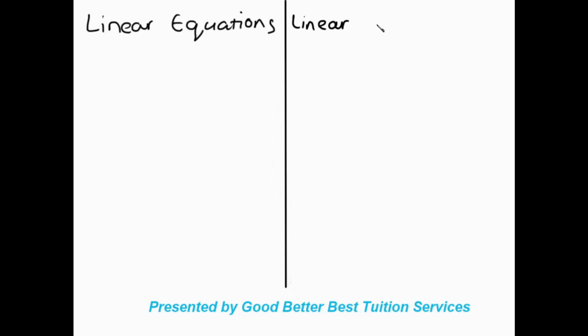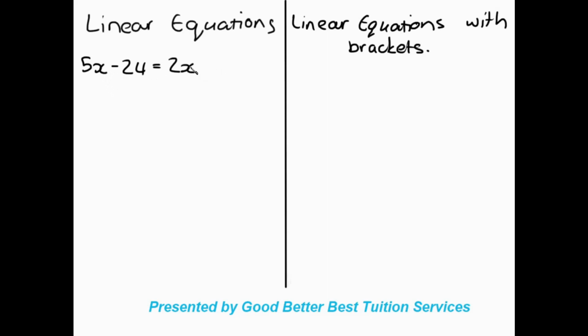Linear equations with brackets. So our basic linear equations, when we're looking at algebraic equations, we'll have something like 5x minus 24 is equal to 2x plus 12. And when it comes to our linear equations with brackets, we'll have something that looks like 2(3x + 1) is equal to 7 minus 4x.